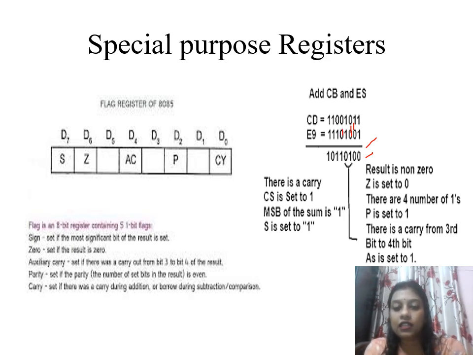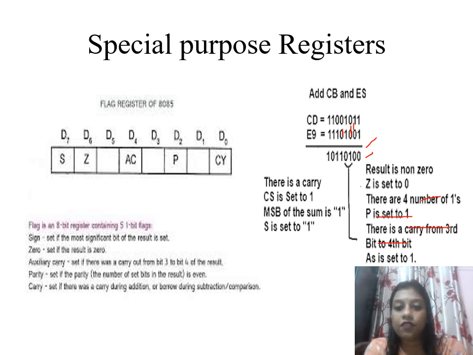So if you see this, is this result 0? No. So our zero flag will be set to 0 because this result is a non-zero value. Next, if we count the number of 1s: 1, 2, 3, 4. So in the result there are 4 number of 1s. That means our parity is even, so the parity flag will be set to 1.